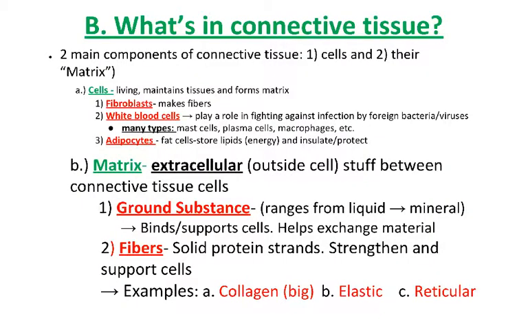Okay. Now, those are the cells that are found within the connective tissues, especially fibroblasts, but almost as important as the cells, maybe even more important than the cells, is the matrix. The matrix is the extracellular, the stuff that is found outside. So extracellular means extra, beyond the cell, so outside the cell. And this stuff is what creates the shape and the structure of your connective tissue.